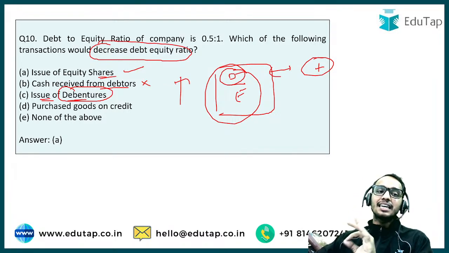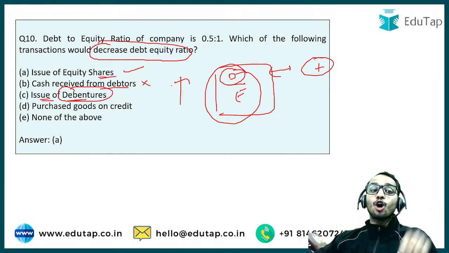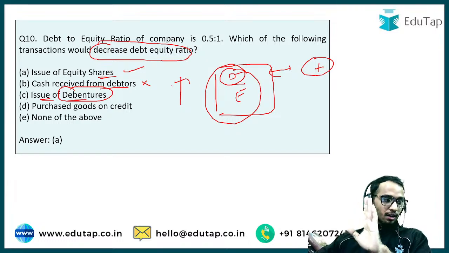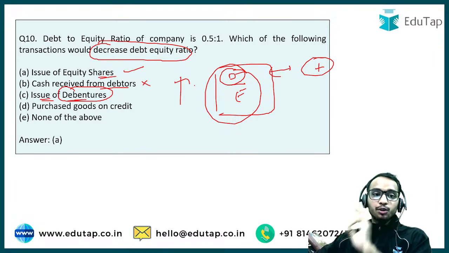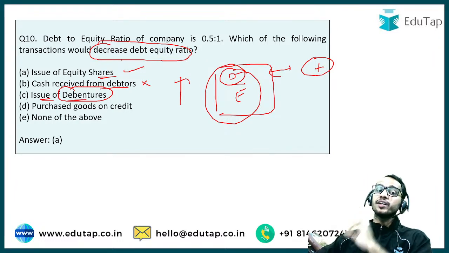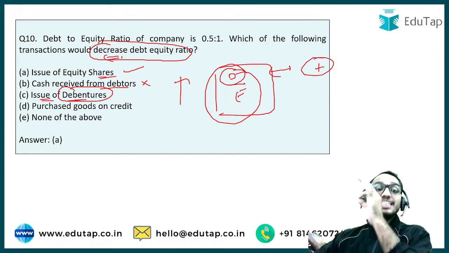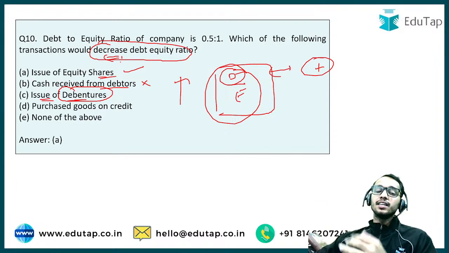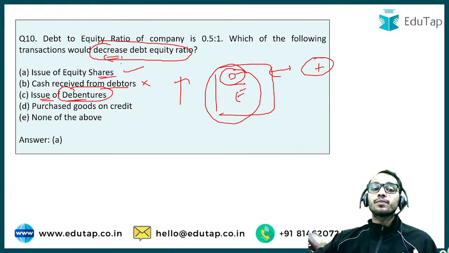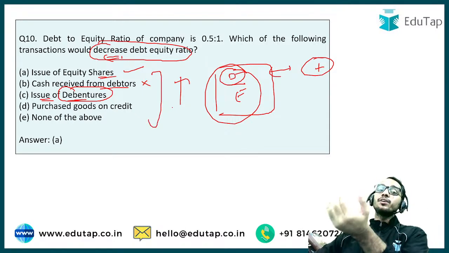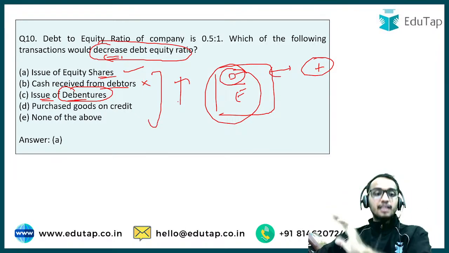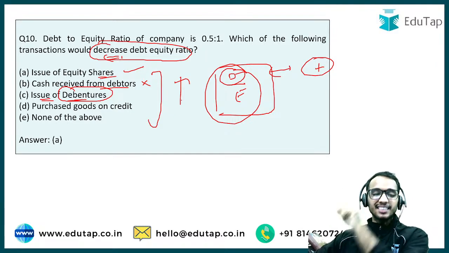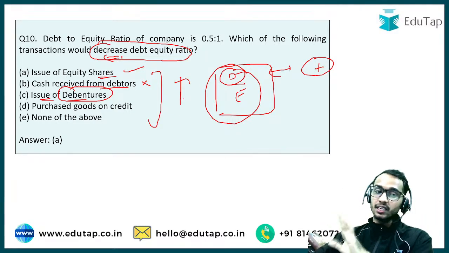Now you have the clarity why C should not be the answer. Are you clear? Whoever has given me the C answer, are you clear why C is not the answer? Because the question is asking for a decrease in debt equity ratio, not an increase. If the question had asked in which scenario debt equity ratio will be increased, then the answer should have been option C. So look at the question very carefully each and every time.